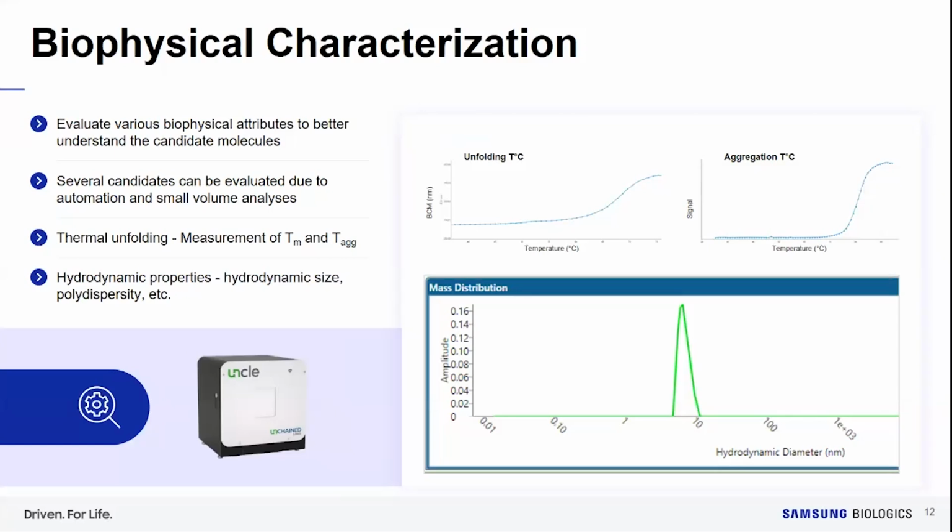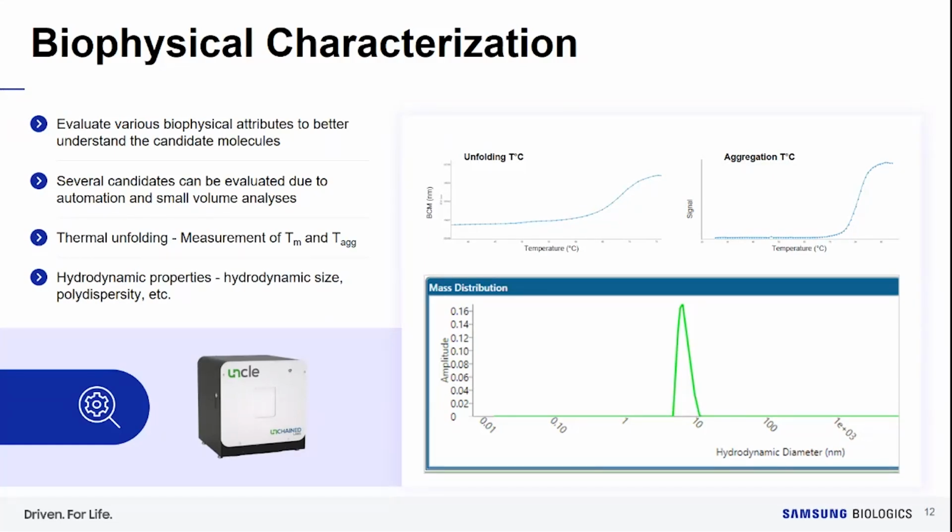Another aspect of the DEVELOPICK is the biophysical characterization, where we will often evaluate multiple candidates, and we'll look at different properties for this. One of the advantages of this biophysical characterization is that it can be done with small volume as well as using automation.